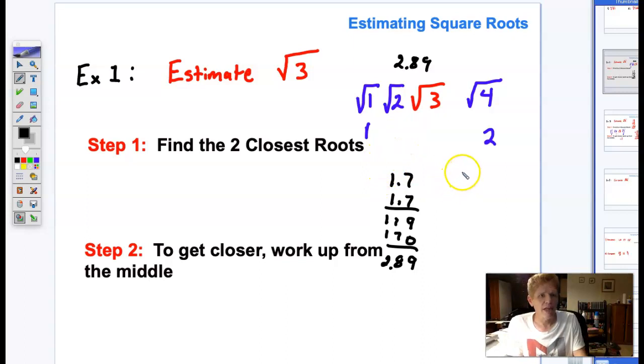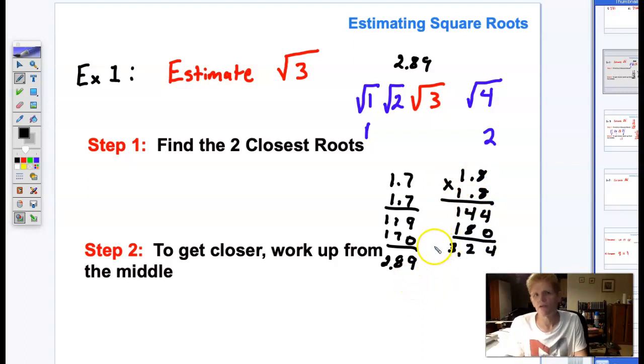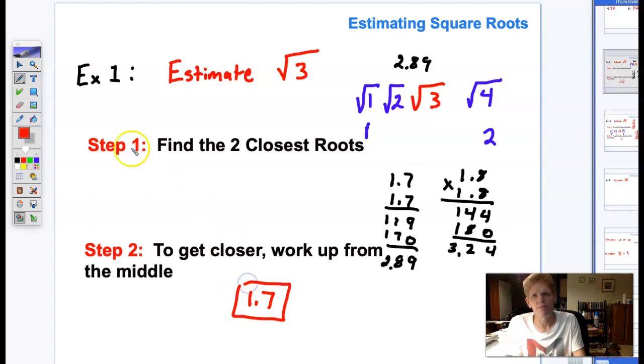Let's try 1.8. So 1.8 times 1.8 is 3.24. Now which of these is closer? Well, in fact, 2.89 is closer. It's also under 3, so that's convenient. We know this one's closer. It's only 11 points away, where this one is 24 away. So we know that our best estimate for the square root of 3 is going to be 1.7.